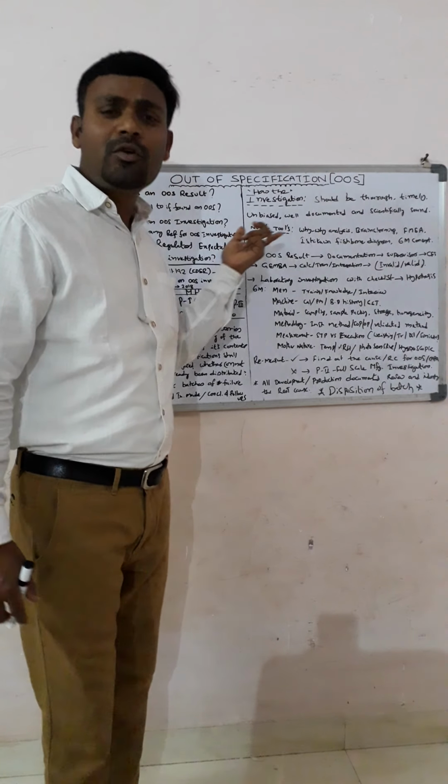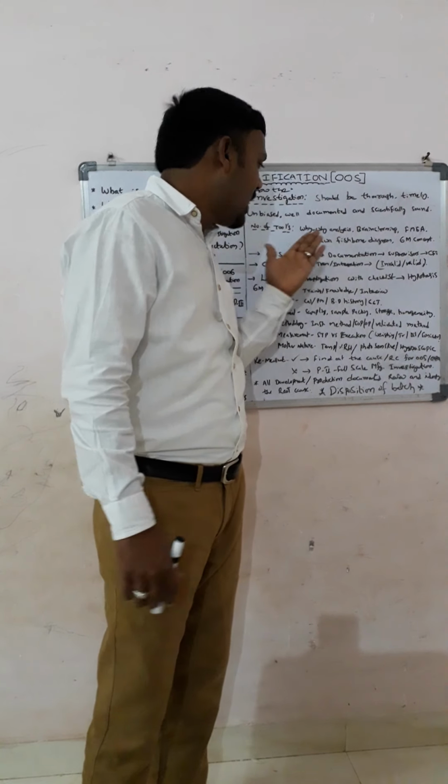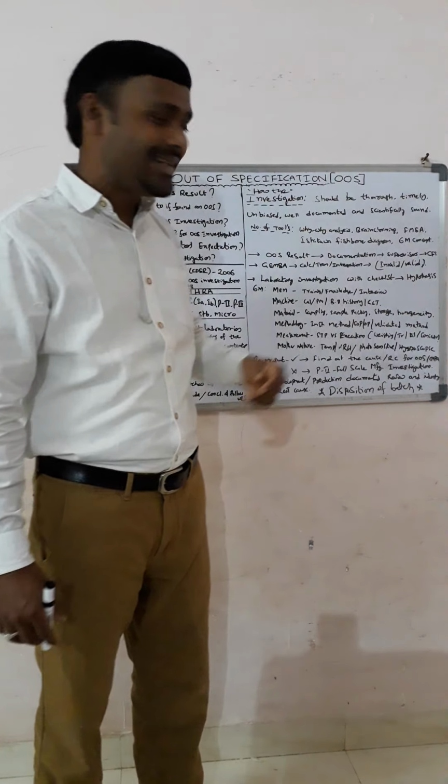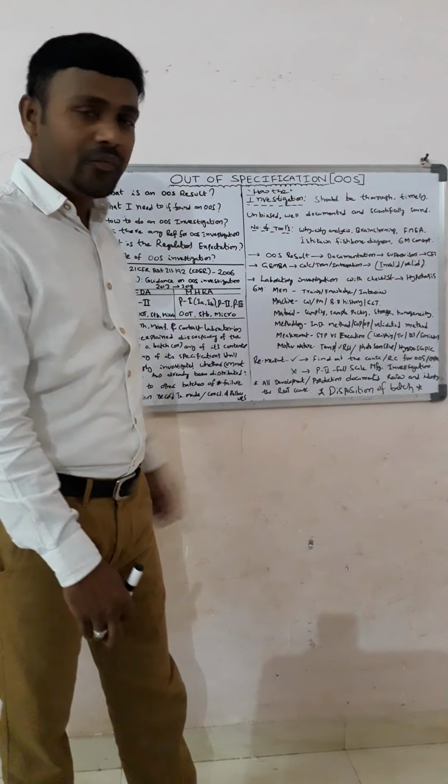And what are the tools? Some of the tools for the OOS investigation are why-why analysis, brainstorming, FMEA (failure mode effect analysis), Ishikawa fishbone diagram, and the 6M concept. These are the tools for the investigation.